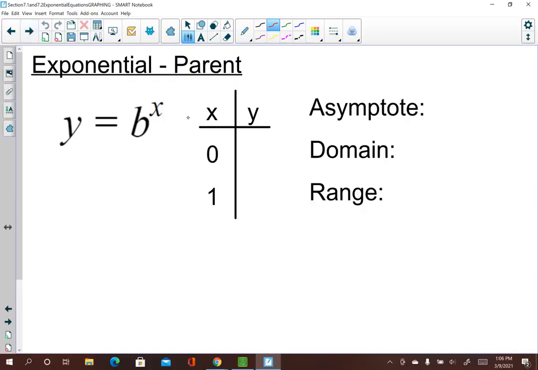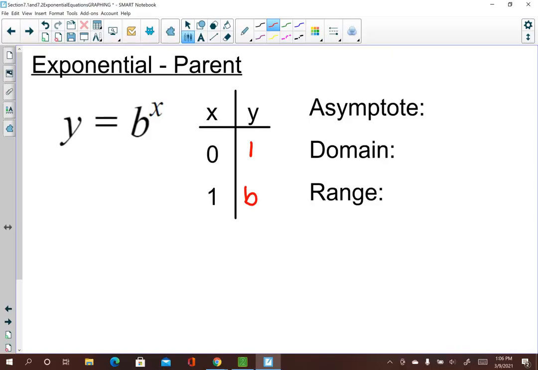So if we input x equals 0, anything to the 0 power, so b to the 0, is equal to 1. So our output would be 1. So the point (0, 1) is always on the parent table of an exponential function. And if we input 1 for x, we get b to the first power, which is just equal to b for our output. So our parent table looks a little bit different than we've used in the past, and it depends on the base of the exponential function.